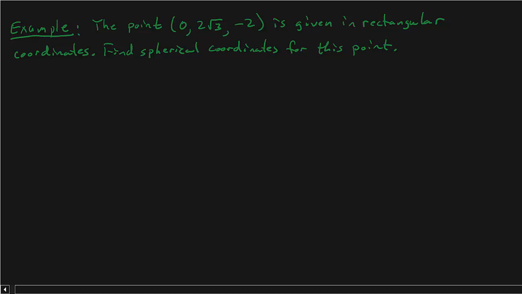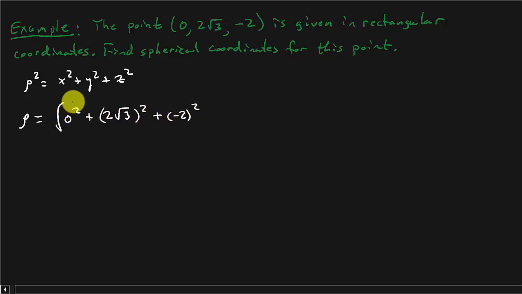All right, so I guess first we can find rho. So remember, rho squared is equal to x squared plus y squared plus z squared. So that's going to give us rho is equal to the square root of 0 squared plus 2 square root of 3 squared plus negative 2 squared. And so this is going to be square root of 0 plus 12 plus 4, which is the square root of 16, which is 4. So there's rho.